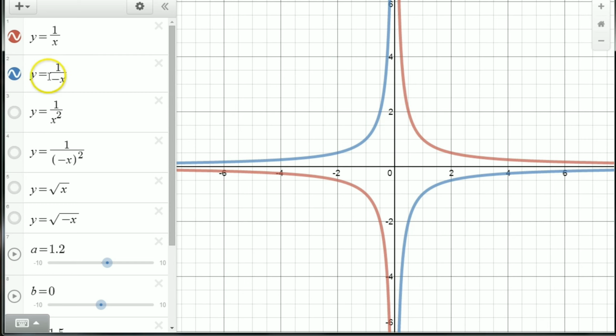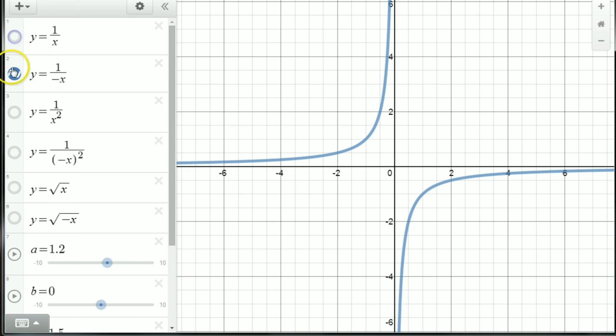It looks very much like y equals negative 1 over x, and in this case, in fact, it is exactly the same graph because this negative here on the bottom line could be on the top line as well. So we have the same graph. The negative x would be the same as if we had a negative value for a on the top line here or out the front.